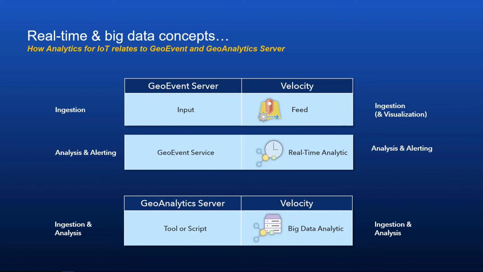A feed also goes a little bit beyond a GeoEvent server input because, as we've shown, it's a type of stream layer, and it enables you to immediately visualize your data on the map.